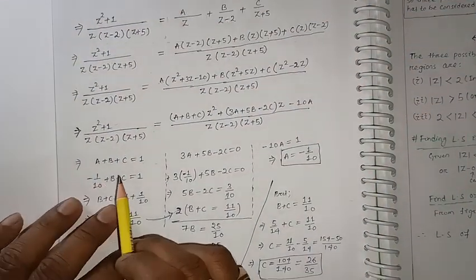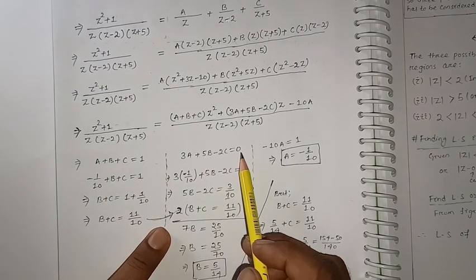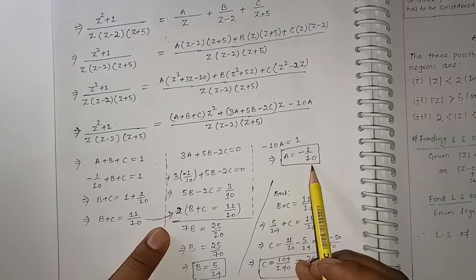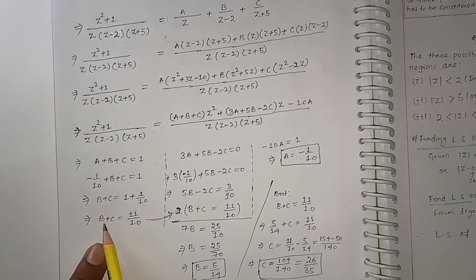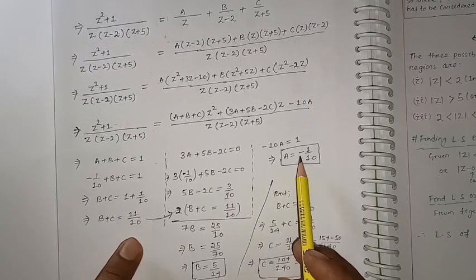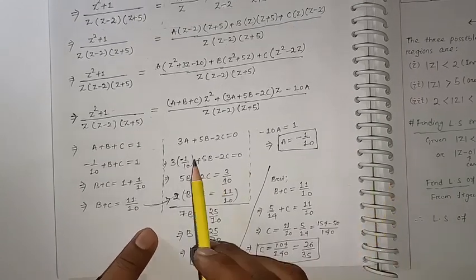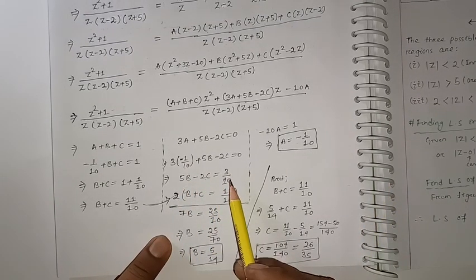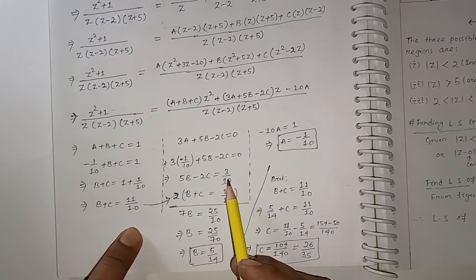Now we got the three equations: a plus b plus c equal to 1, 3a plus 5b minus 2c equal to 0, minus 10a equal to 1. So here a equals minus 1 by 10, and I substituted this a value over here. We found b plus c equal to 11 by 10. Substituting the a value in the other equation, we can get 5b minus 2c equal to 3 by 10.